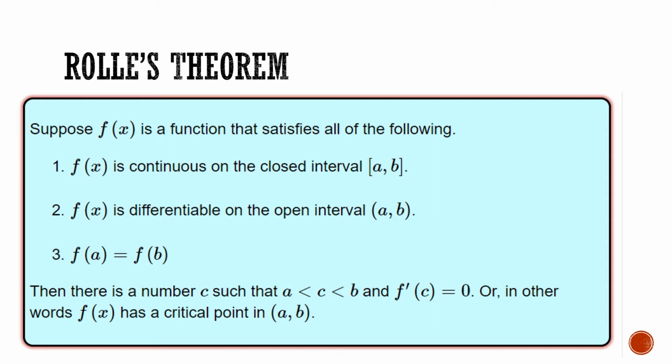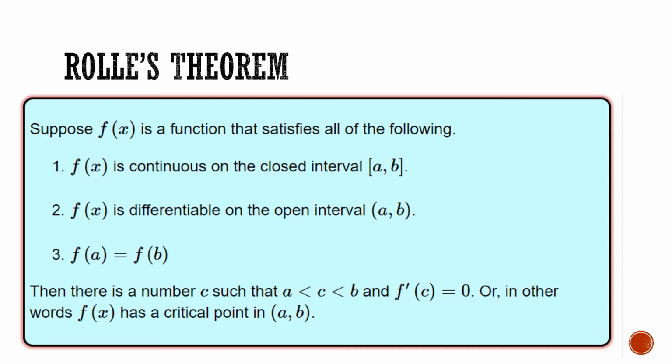So Rolle's theorem basically says that if your function is continuous and your function is differentiable and your y values at 2 points are exactly the same, then you must have some place in that interval from a to b where the derivative equals 0. In other words, where your derivative is horizontal.